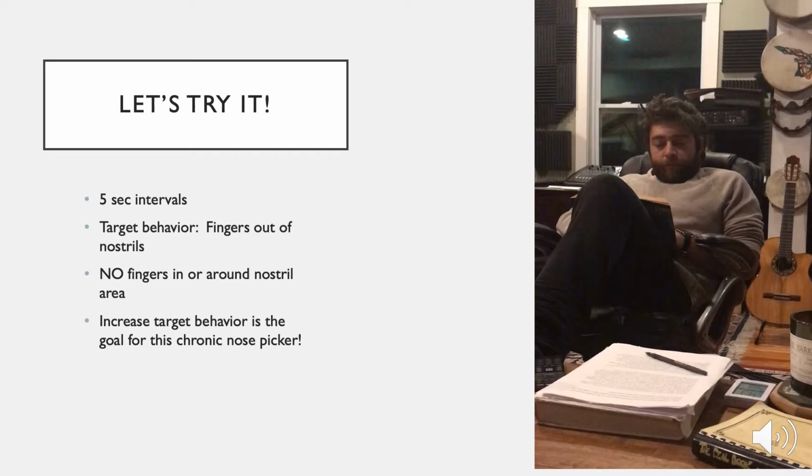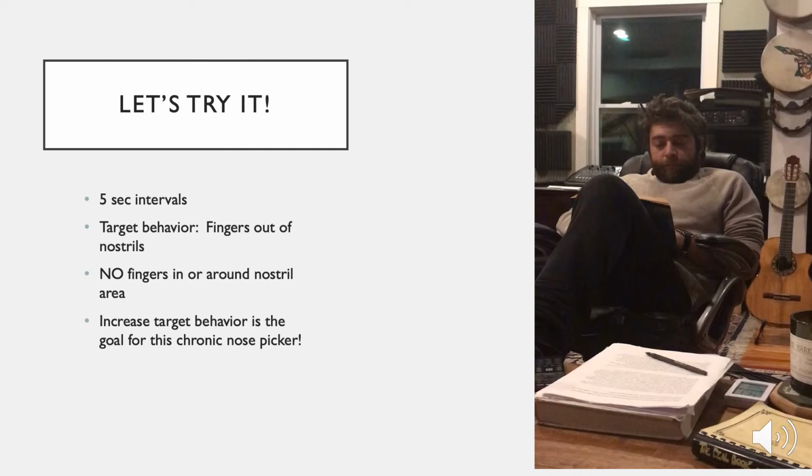Alright, so in this case we're going to be taking interval data on fingers out of the nostril. So no fingers are going to be in or around the nostril area. Keep in mind, we're getting information about how often this individual is sitting appropriately, reading. It looks like they're just reading a book. We would want to be focusing on a behavior we want to increase. We would not want to be increasing someone picking their nose. We'd rather them be sitting and attending to a task.